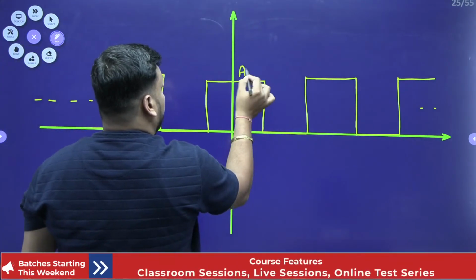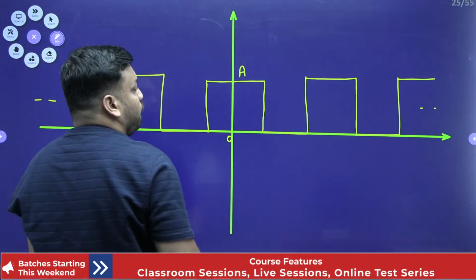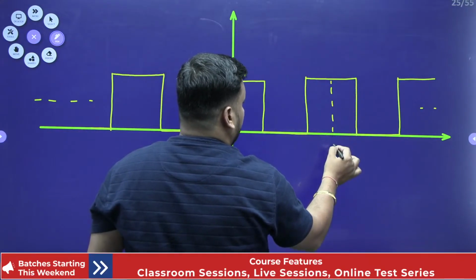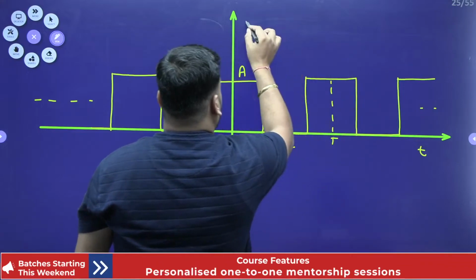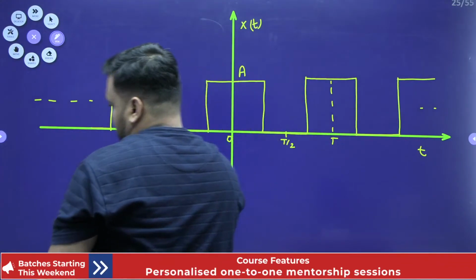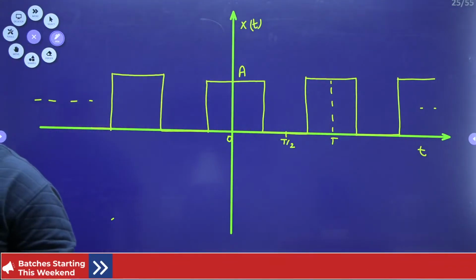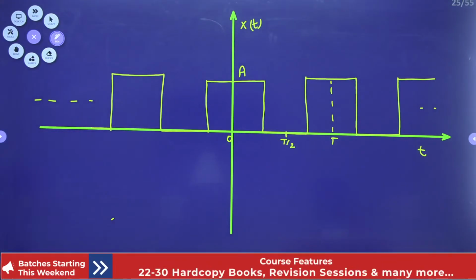This is my A amplitude, this is 0. This is my T, this is my T by 2. Tell me, this signal satisfies what? And the Fourier series contains what? Neeraj Kumar, Vedai Singh, I am expecting correct answer from you all this time.